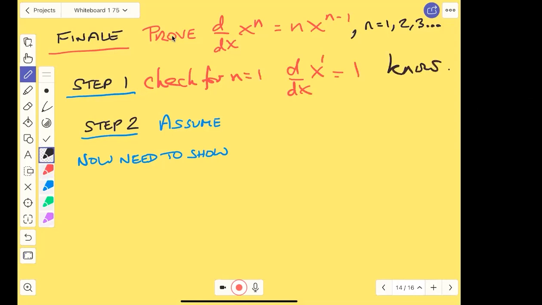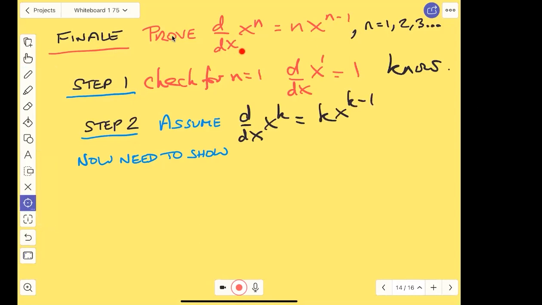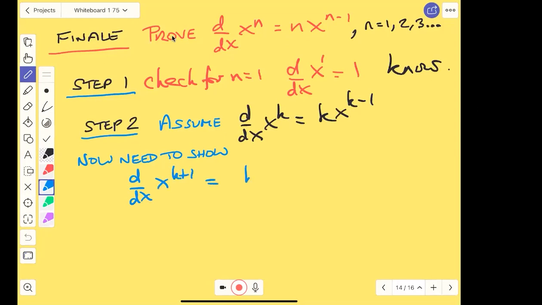We've proven that already earlier in this talk, so that's fine. We now assume that the derivative of x to the k is kx to the k minus 1. We just take the thing we're trying to prove and say, let's assume it's true for some value that we're going to call k. So now we need to show that the derivative of x to the k plus 1 is k plus 1 times x to the k plus 1 minus 1, which is x to the k. So that's what we want to prove.